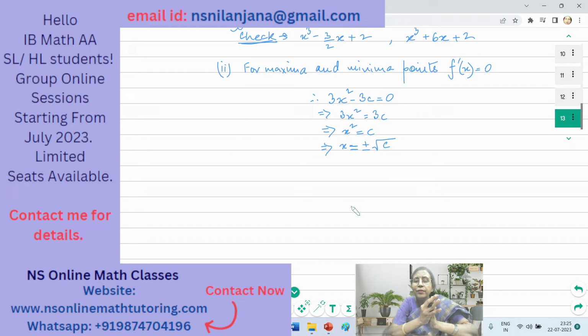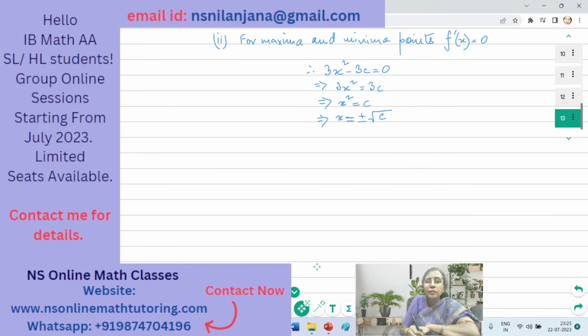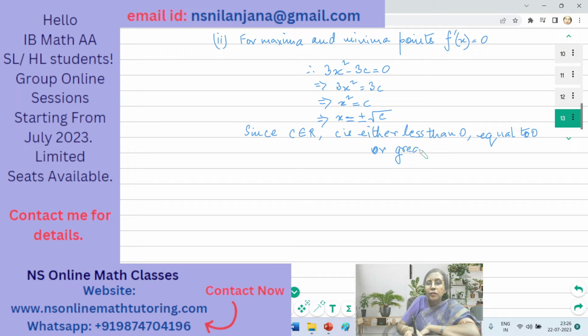Since c belongs to the set of real numbers, c is either less than 0, equal to 0, or greater than 0. Okay?